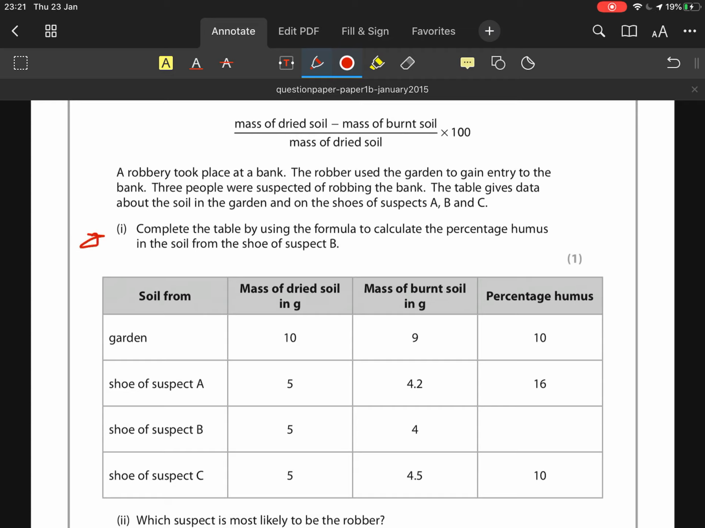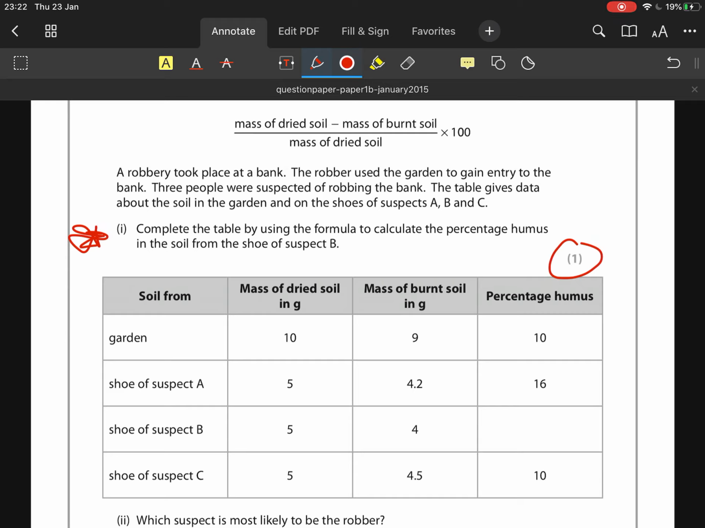First question, it says complete the table. So I think 1 or 2 of you just kind of missed it out. You just didn't see this question there. So always be aware and looking for these indications of how many marks are available to tell us there's some marks we can score. Complete the table by using the formula to calculate the percentage humus in the soil from suspect B. We're just going to use that formula up there.